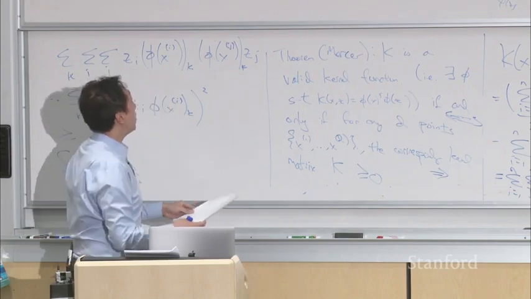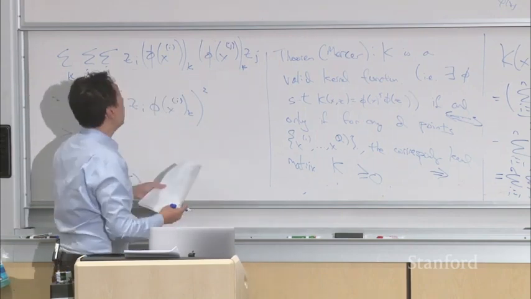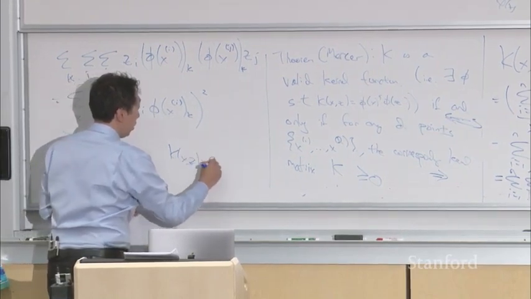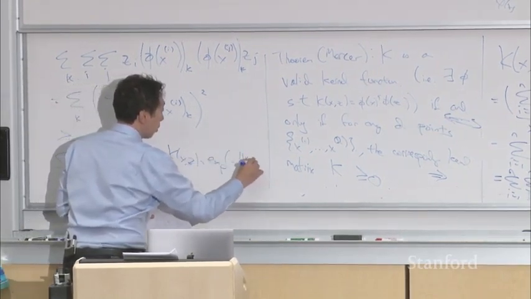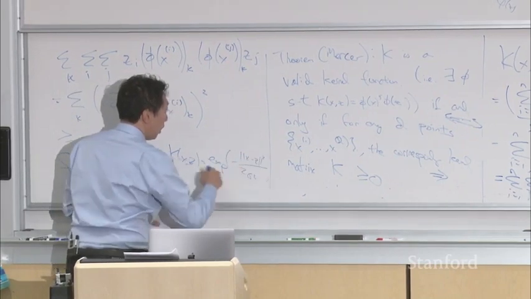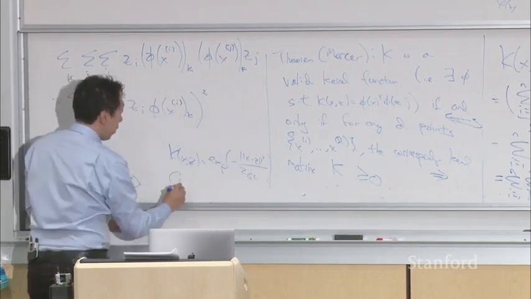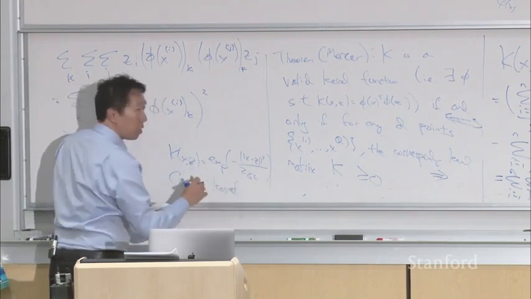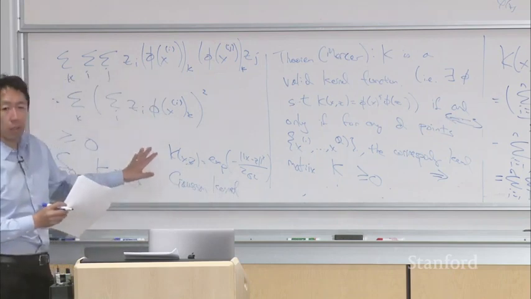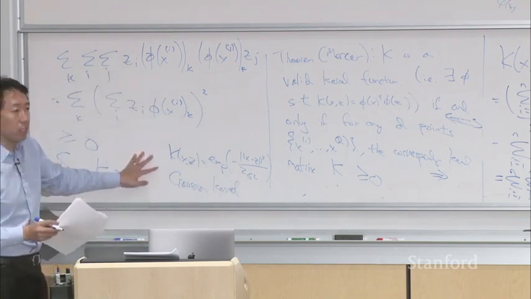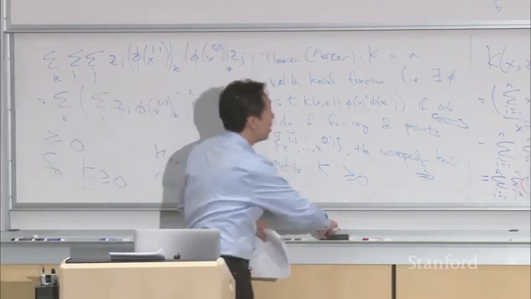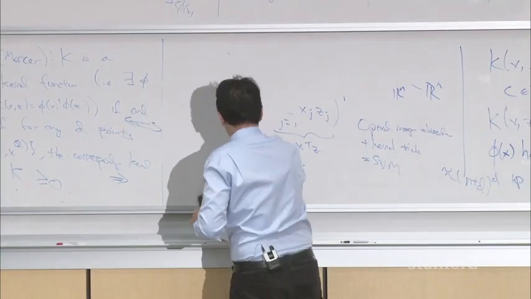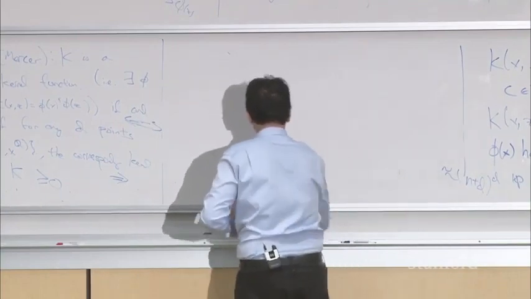And it turns out that the kernel I wrote up there, K of x, z, it turns out this is a valid kernel. This is called the Gaussian kernel. This is probably the most widely used kernel.